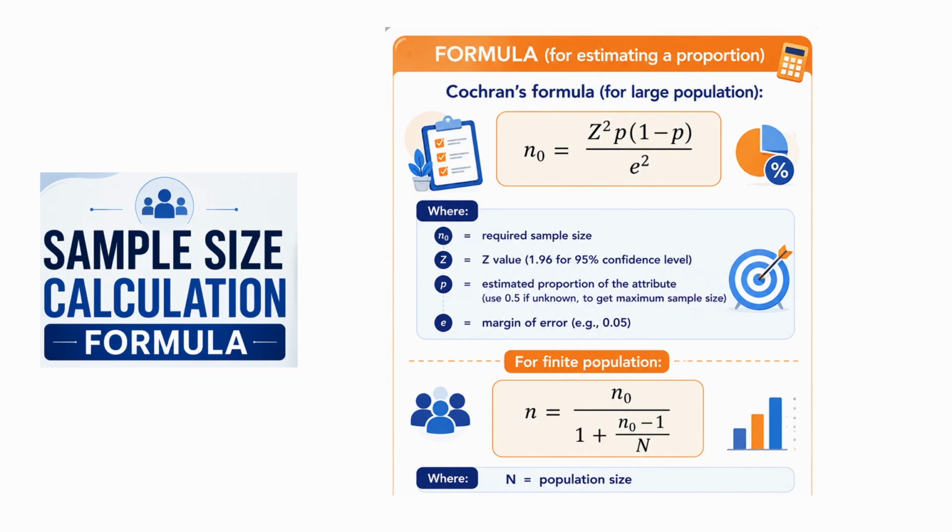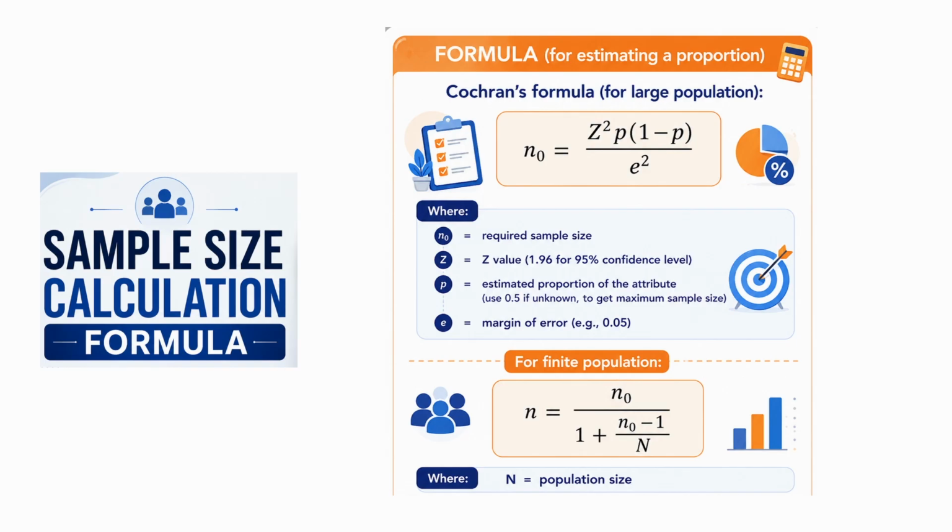So in this case, if the proportion of students with stress is 50% based on the previous study, P will be 0.5. 1 minus P means the proportion of students who do not have stress. If 50% are having stress, it means 50% don't have stress. So 1 minus 0.5, that is 0.5, will be the proportion of students who do not have stress.